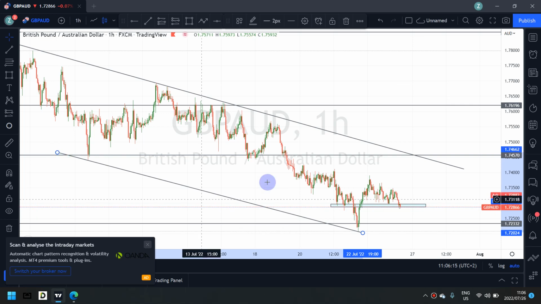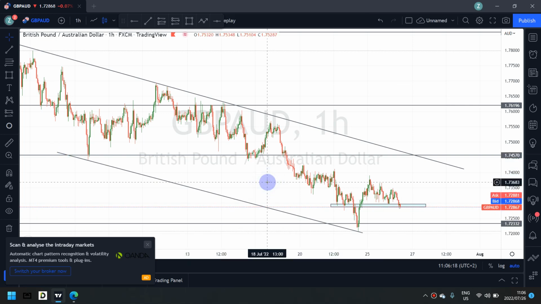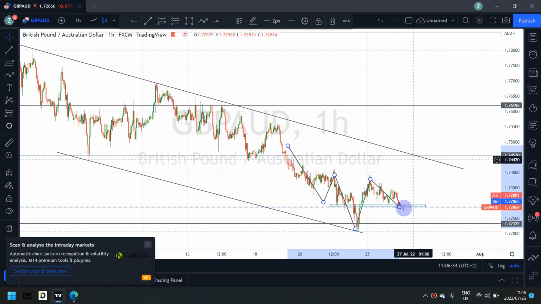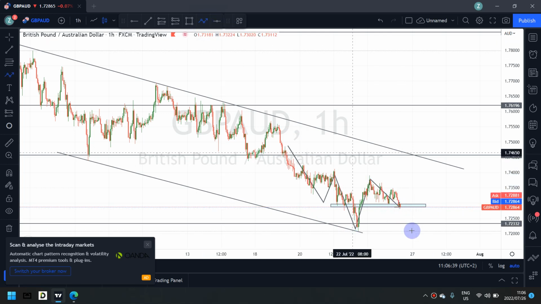So now on the hourly time frame, there's not really much that I can see here, but I'm seeing a pattern here, which is an inverse head and shoulders, right? So this is a pattern that I'm seeing there. So now the market might push to the upside before it continues with the overall sells, right?